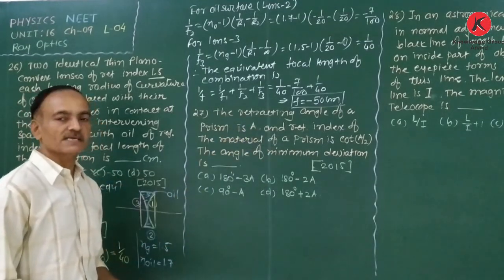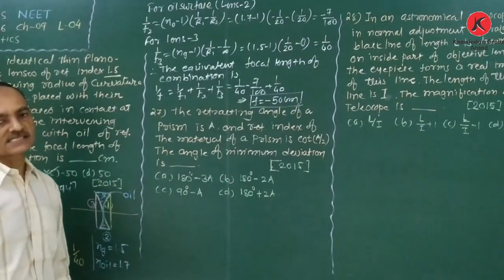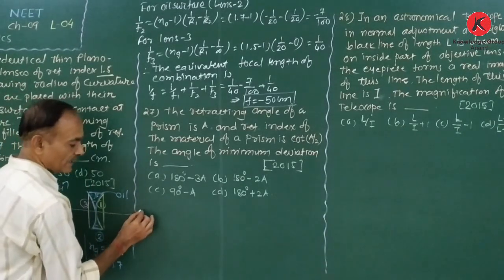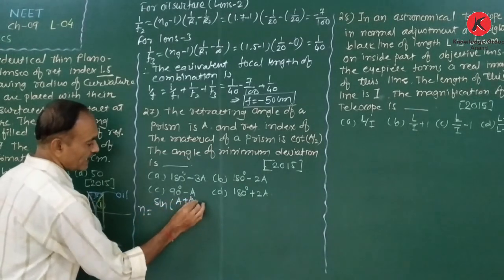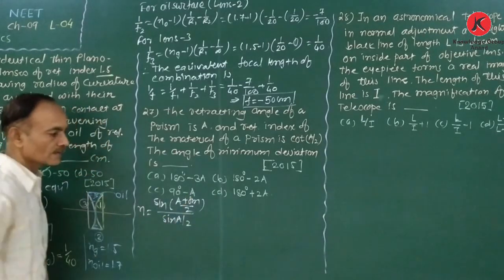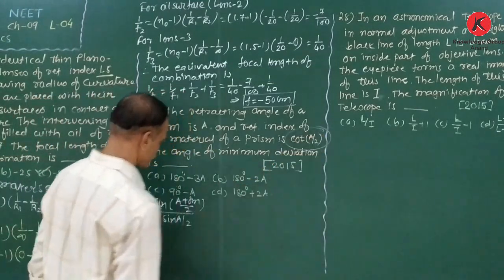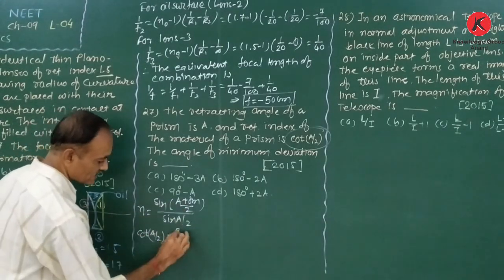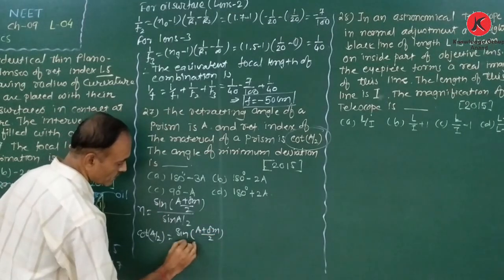Okay. Now, next: the angle of a prism is given as A and the effective index of the material of the prism is cot A/2. What is the angle of minimum deviation? We know that for a prism, the effective index n = sin((A + δm)/2) / sin(A/2). But here the effective index is given in the form cot A/2.